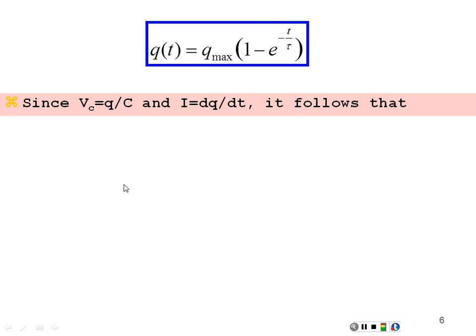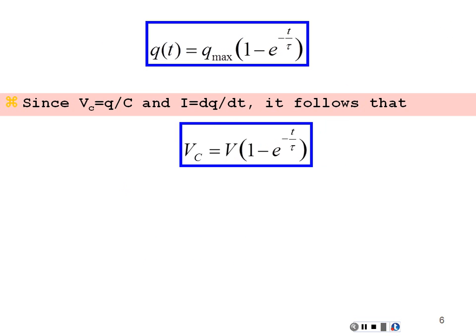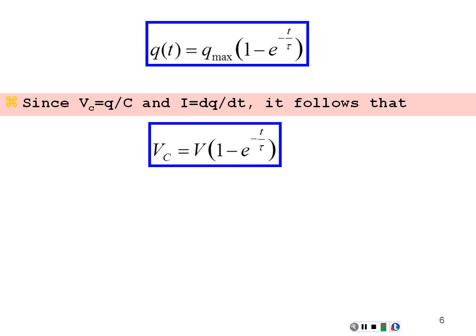Since the voltage across the capacitor is Q over C, I can divide both sides of this equation by C and get the voltage as a function of time. The voltage across the capacitor is equal to the voltage of the battery, 1 minus e to the negative t over tau. At t equals 0, it's 0. At t equal infinity, it's equal to the voltage of the battery. Makes sense.